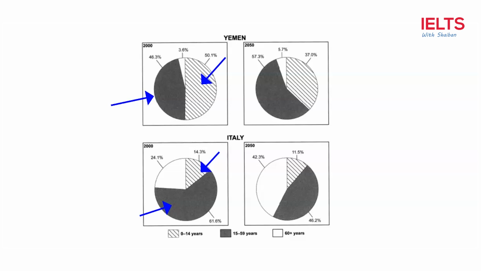Then you can shift to compare the changes that happened for ages from 15 to 59 in Yemen, and compare it with its counterpart in Italy in the same year 2050. And finally you can talk about the percentage of very young people from 0 to 14 in Yemen, which is of course going to be significantly higher than the one proposed in 2050 in Italy.